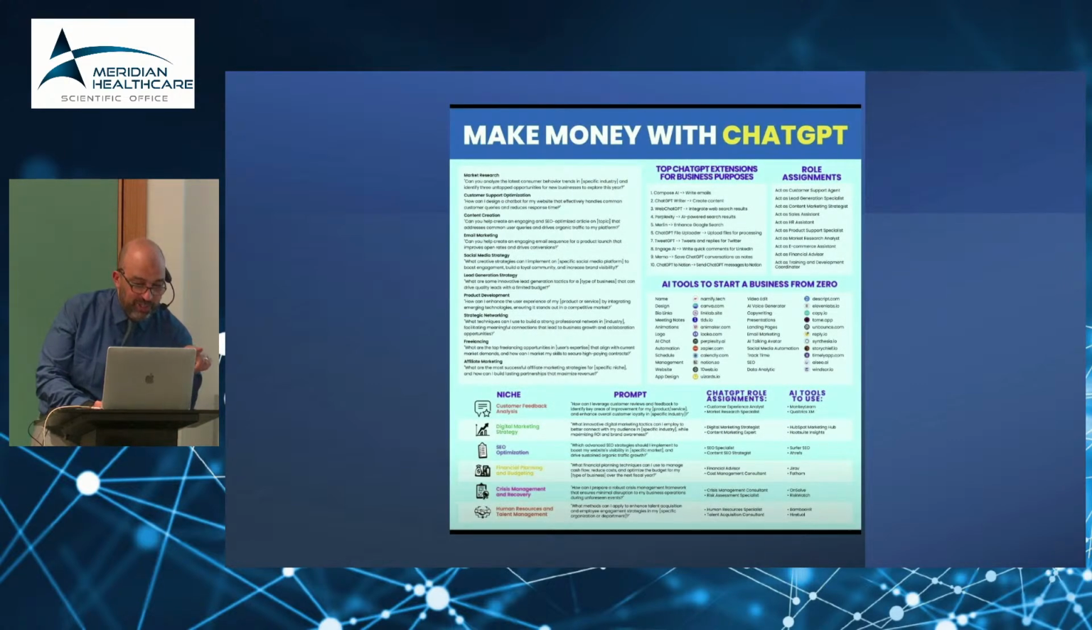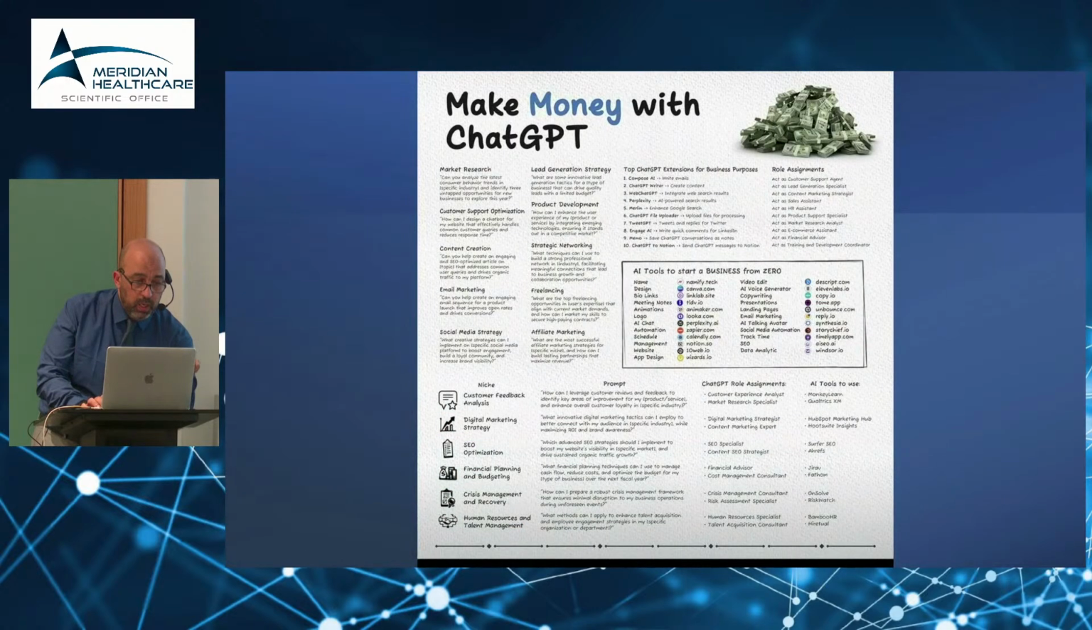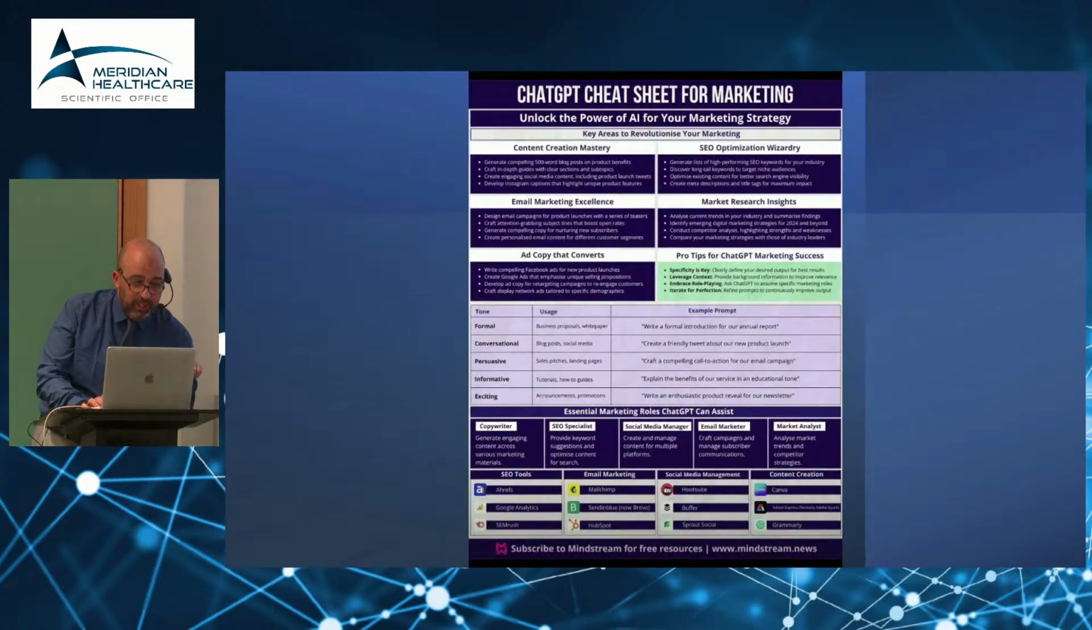This is how to make money with ChatGPT. Some ideas also related to it, and it gives you a ready-written prompt for this. For example, the prompt, the ChatGPT role assistance, AI tools to use. This is another one to make money with ChatGPT. This is for marketing. If you want to learn something related to marketing like this, it gives you the prompt: formal, used for business proposals, and gives you an example of a prompt.